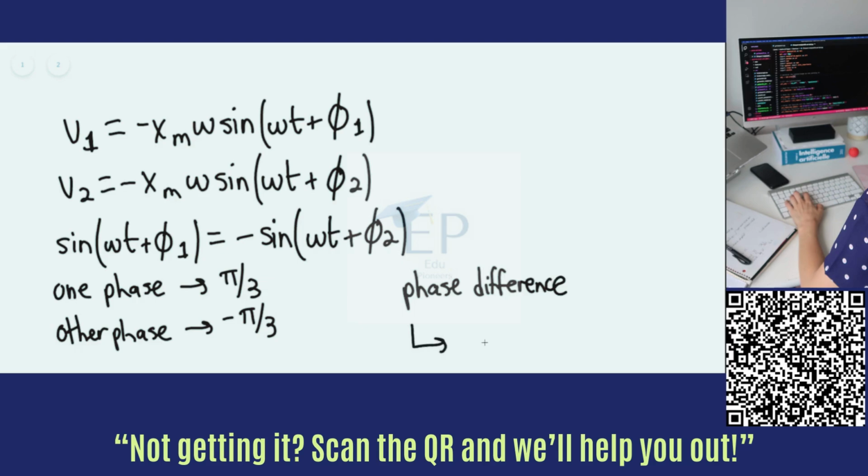we can say that this is going to be pi over 3 minus negative pi over 3. So of course, 2 pi over 3. This would be our final answer for the difference in the phase. That is the end of the solution. Thank you.